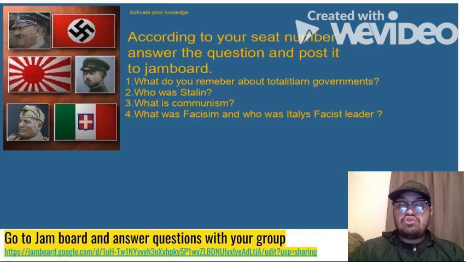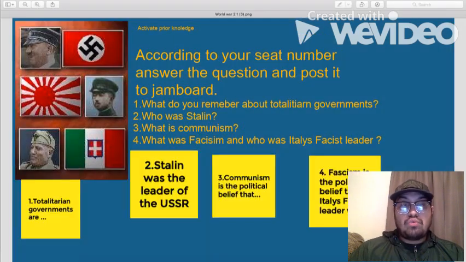The next slide is another Jamboard I will use to activate prior knowledge from the previous unit on totalitarianism. Seat 1 will answer the question, what do you remember about totalitarian governments? Question 2, Seat 2 will answer, who was Stalin? Seat 3 will answer, what is communism? And Seat 4 will answer, what is fascism? And who was Italy's fascist leader?